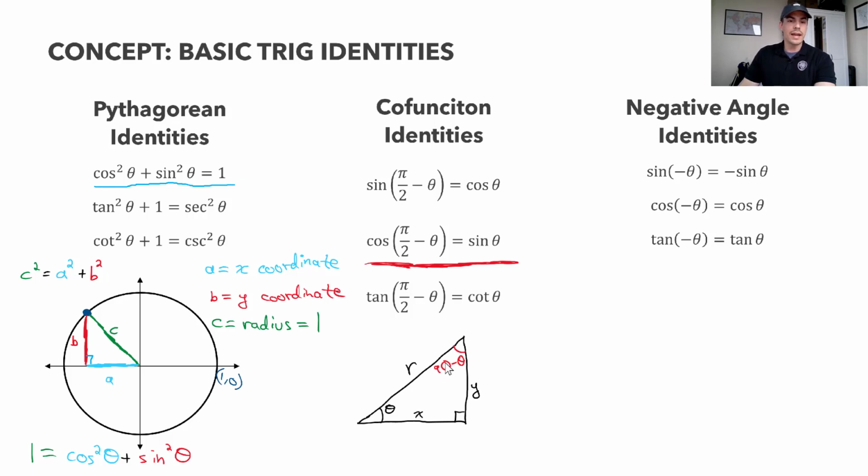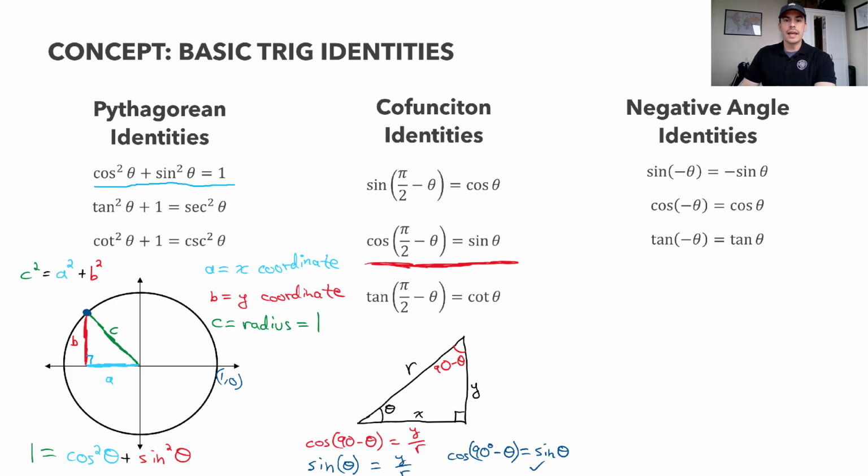So cosine of 90 degrees minus theta, cosine would be adjacent, so that's going to be y over r, our hypotenuse. And likewise, sine of theta, so now coming down here to sine of theta, that is going to be opposite, which again is y, over hypotenuse, which is r. So we can see that these both equal y over r, so these two terms, this equation checks out.